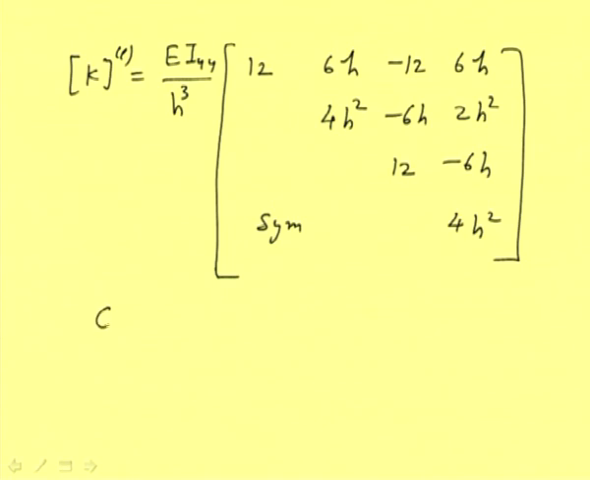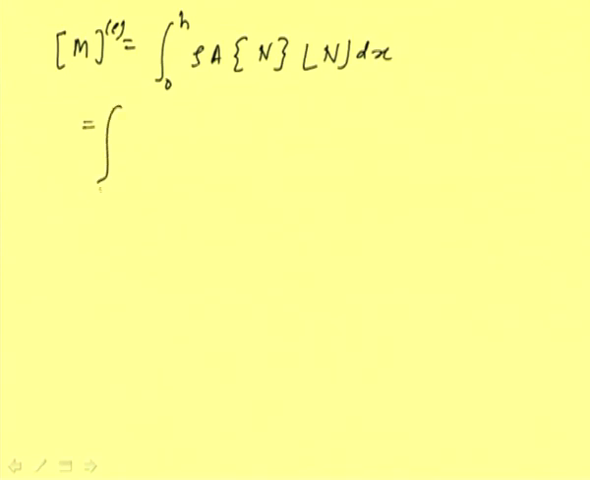So this is the consistent stiffness matrix, and on the same line we can obtain the mass matrix, which is given by this. So if we expand this as we did before, this will be N1 square, N1 N2. Primes will not be there in this case.